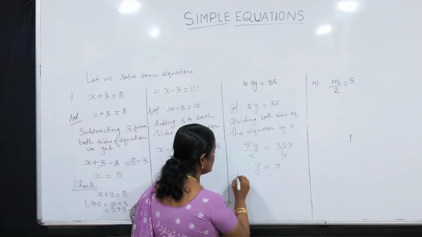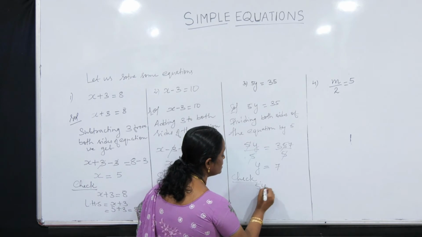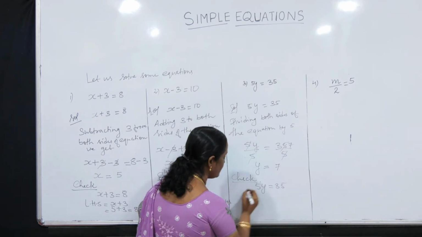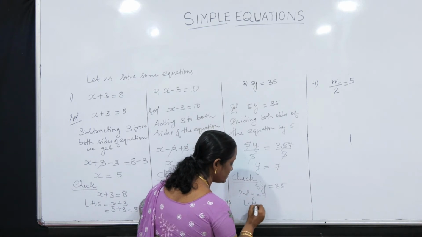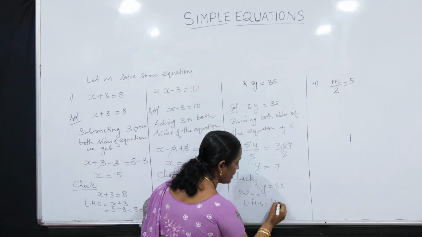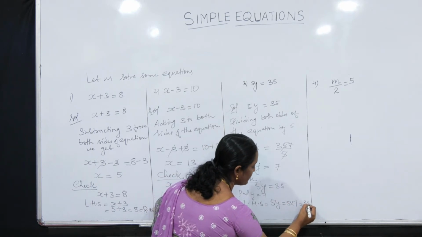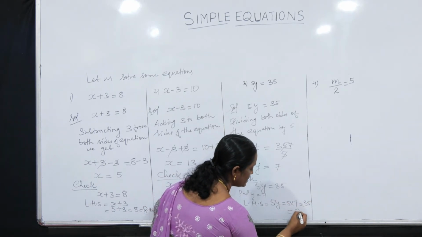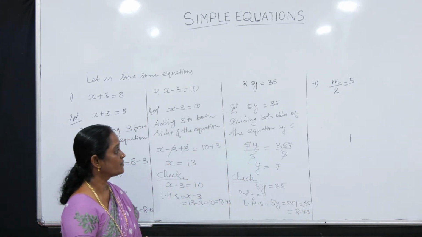You can check the solution. The original equation is 5y is equal to 35. Put y is equal to 7. LHS becomes 5y, which is 5 into 7, that is 35. 5 sevens are 35, which is equal to the RHS. So our solution is correct.